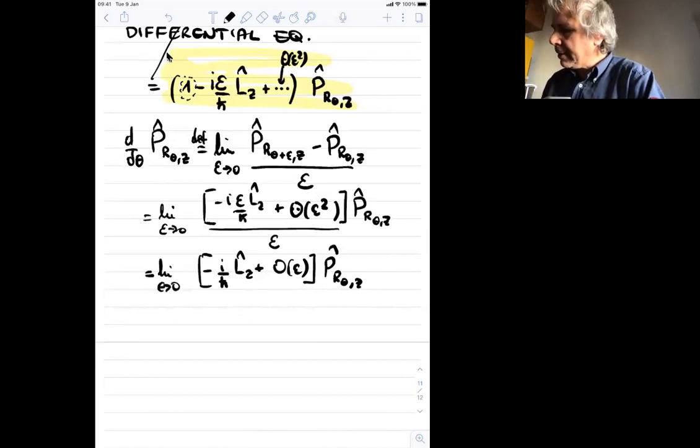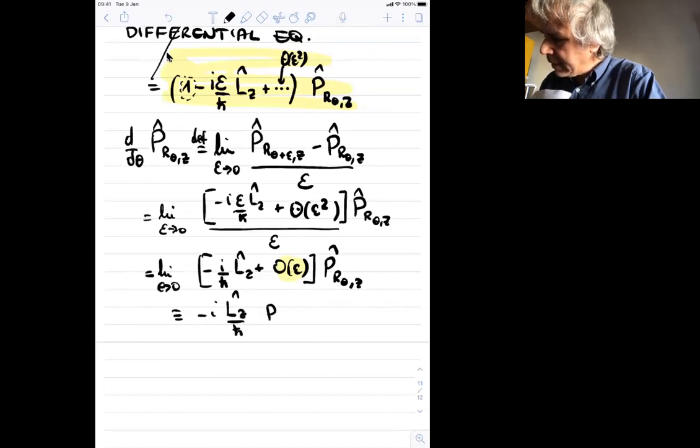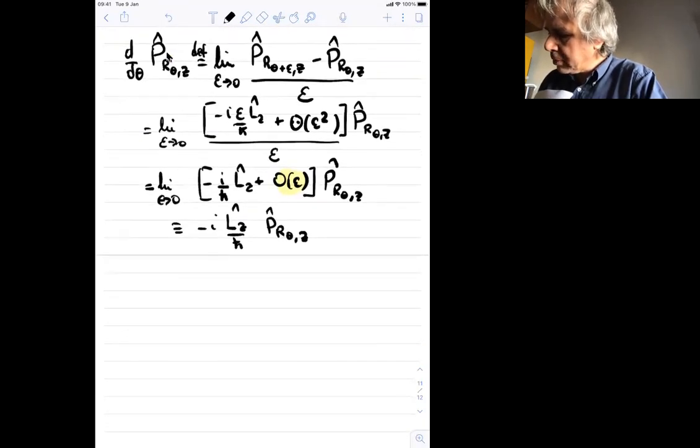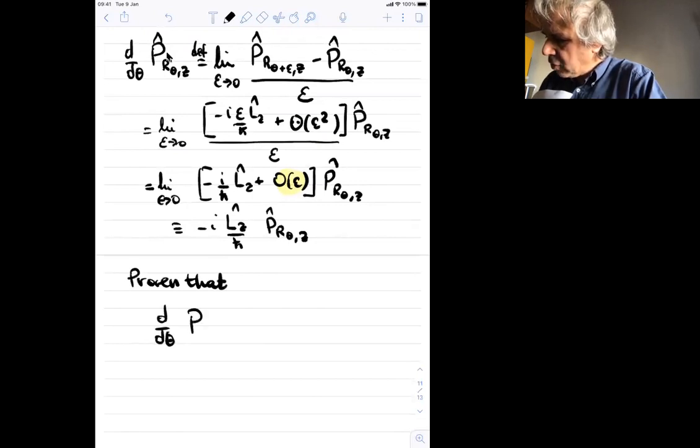Now, can you do the limit now? Obviously, yes. For epsilon going to 0, this object totally disappears. So the result of the limit is equal to minus i Lz over h bar P of R theta and z. Summarizing, I have proven to you that the derivative with respect to theta of P of R and theta z coincides with minus i Lz over h bar, the same operator.